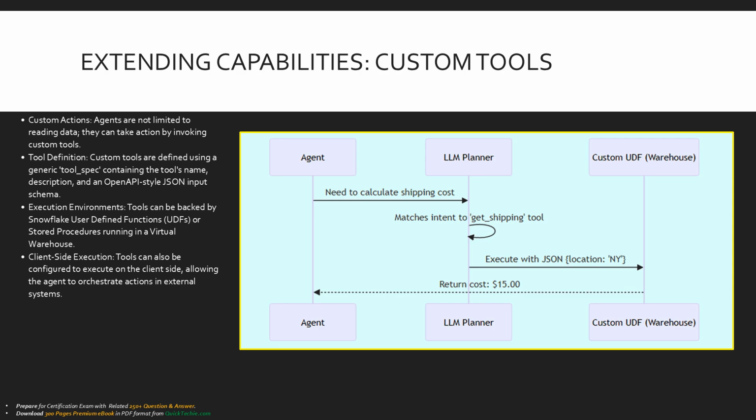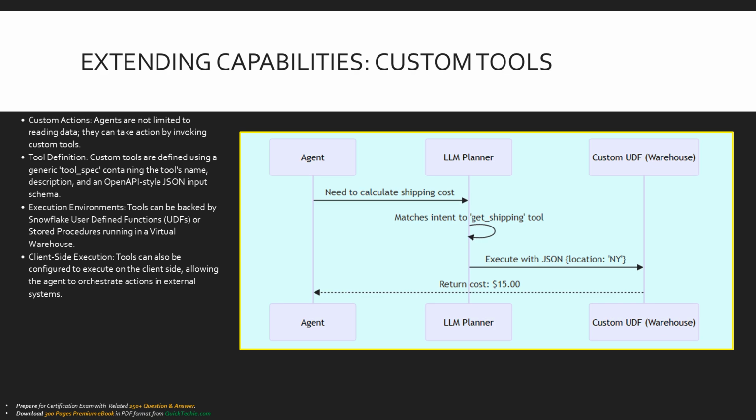Let's trace a custom tool invocation. The agent tells the LLM planner it needs to calculate a shipping cost. The LLM planner reads the tool descriptions and matches the intent to your custom get shipping tool. It formats the required JSON payload, like location Newark, and securely executes the custom UDF running on your Snowflake warehouse.